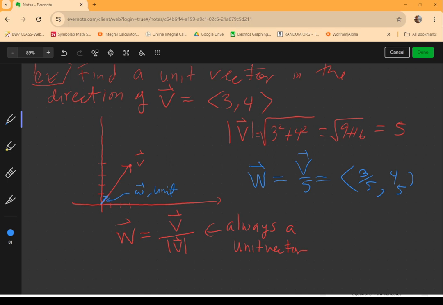You can do this to any vector that you're given that is not a unit vector. You can find the associated unit vector in that same direction by performing this operation: finding the magnitude, then taking that magnitude and dividing each component of the vector by it. The resulting vector would be a unit vector in the direction of V.